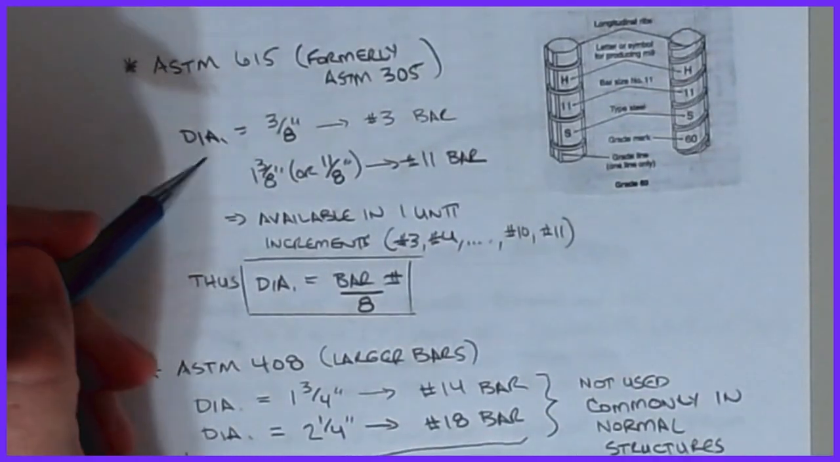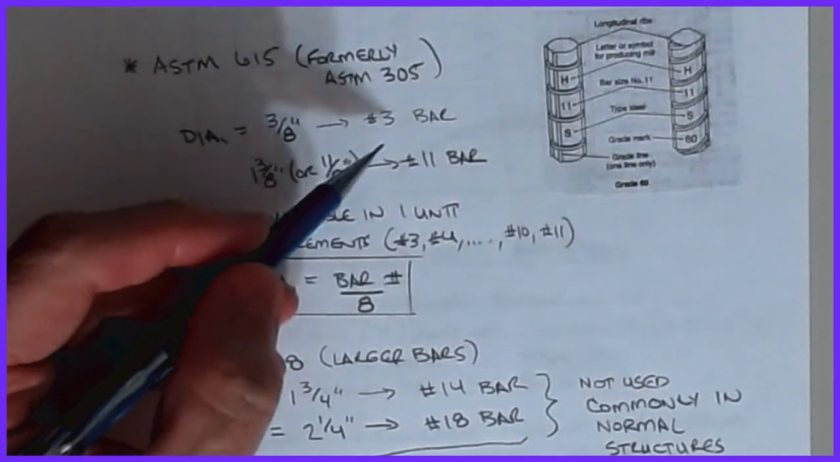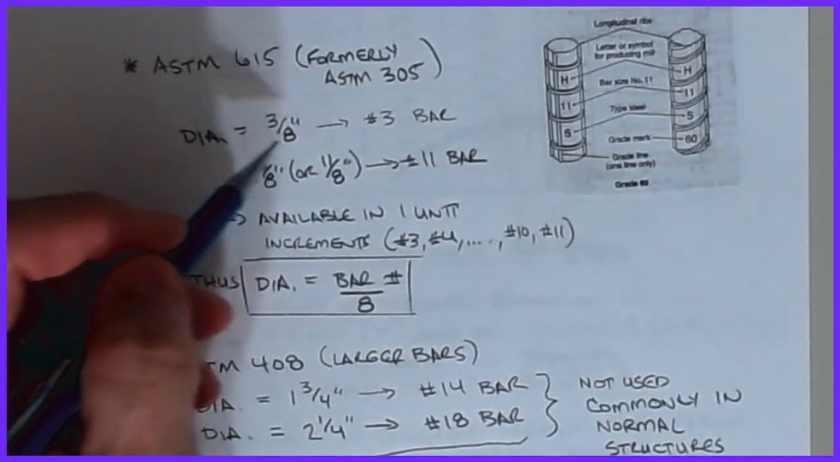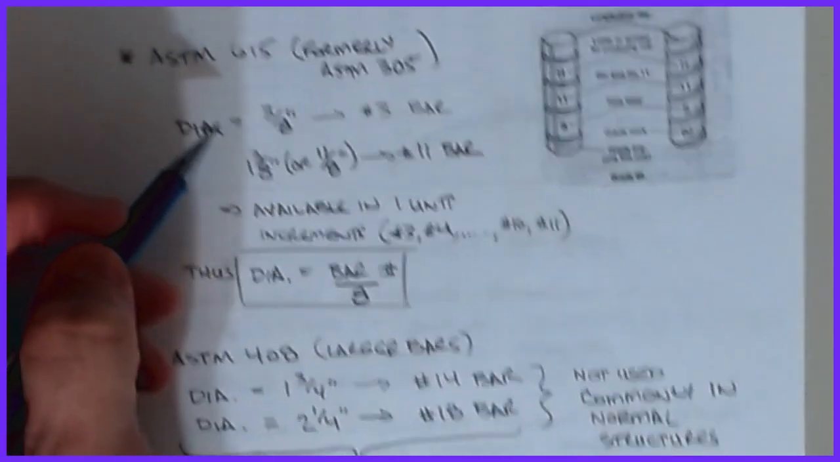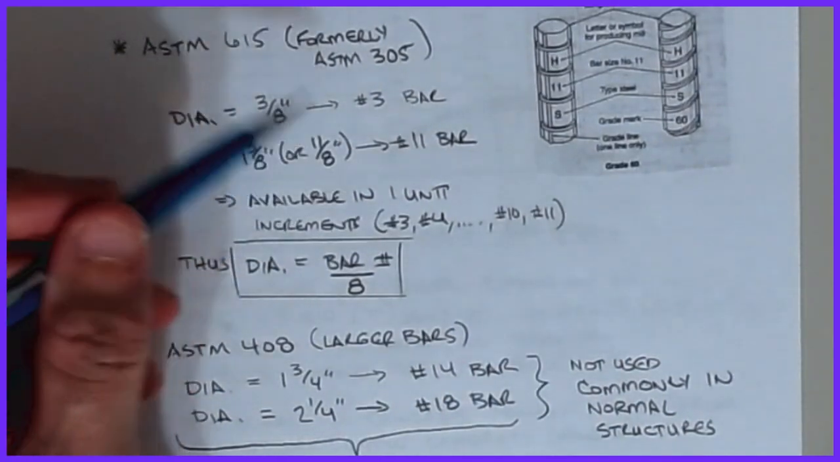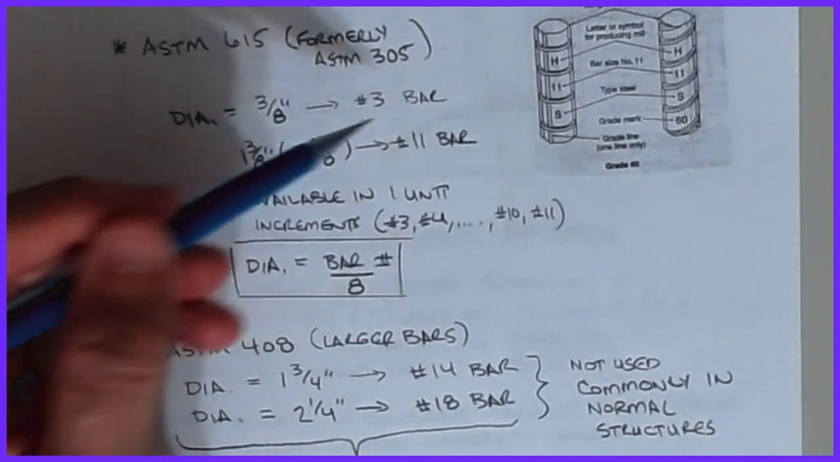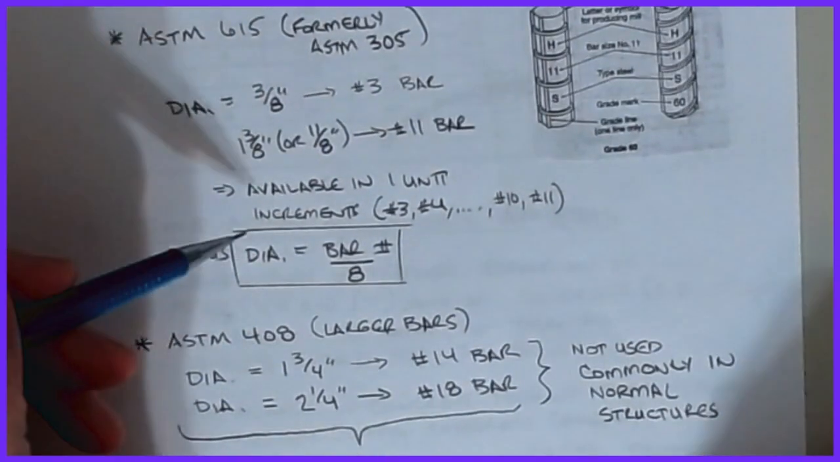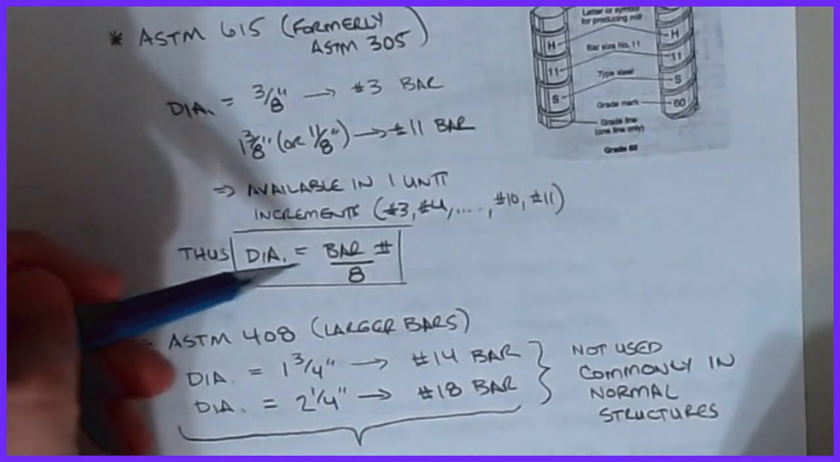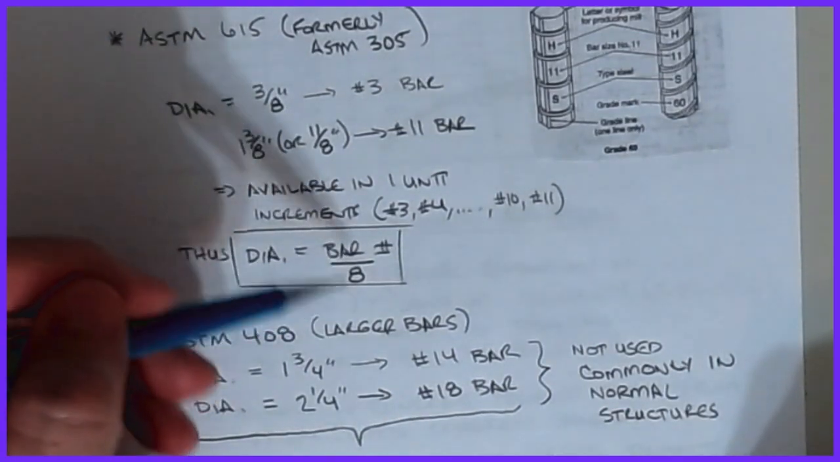And so what you can see is that the number of the bar, a number 3 or a number 4, is the number of 1/8 inch increments that make up the diameter. Then ACI has a table that will produce areas based off of these standard specs and guidelines, and I'll show you that on the next page. So basically the diameter of a bar is the bar number divided by 8, and we'll take advantage of that as well.